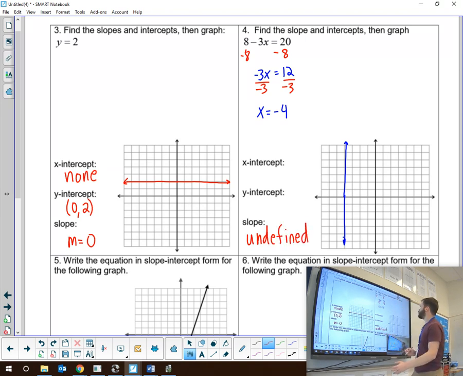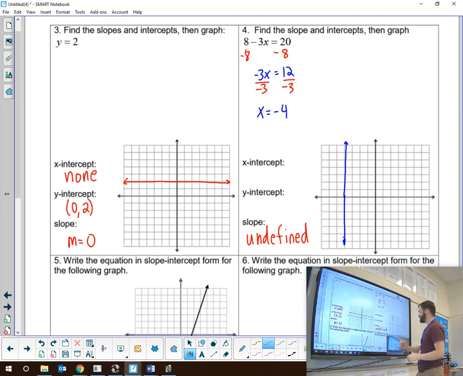So, in short, if you don't have a y variable, your graph is going to look up and down at the point where it's equal to, and your slope is undefined. If you don't have an x, it's going to be straight horizontal, and your slope is going to be 0. I know it's a little tricky. If you're in class, there are some posters up on the wall to help you with that.